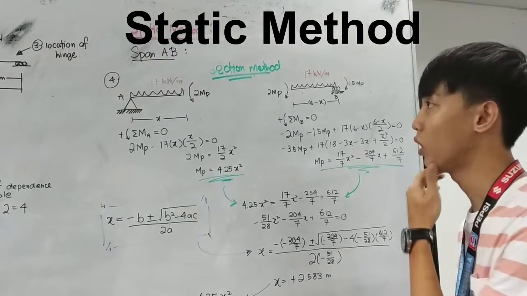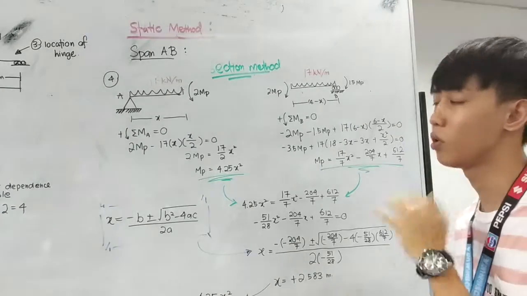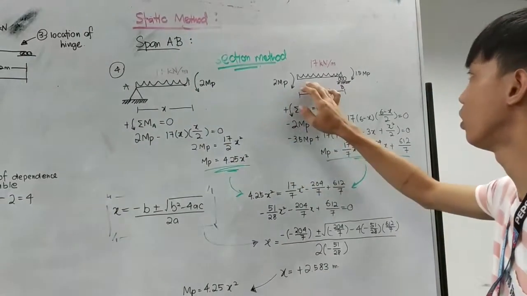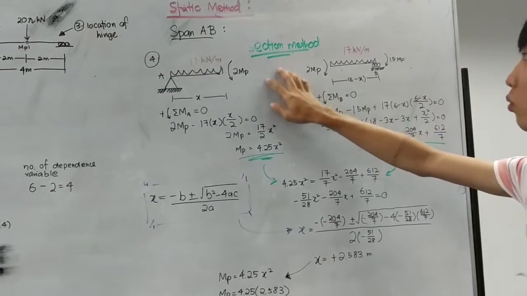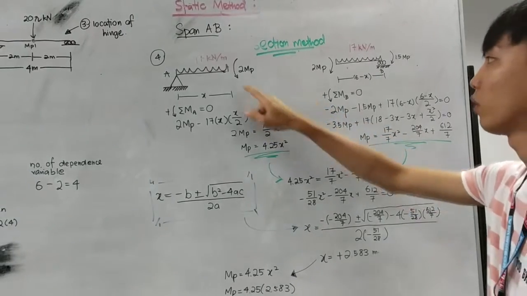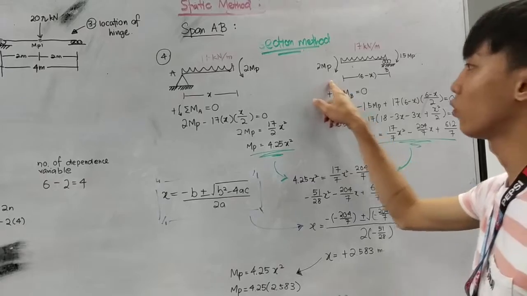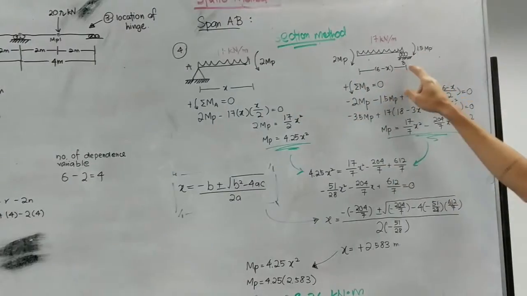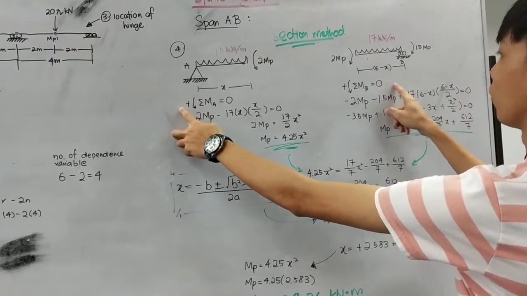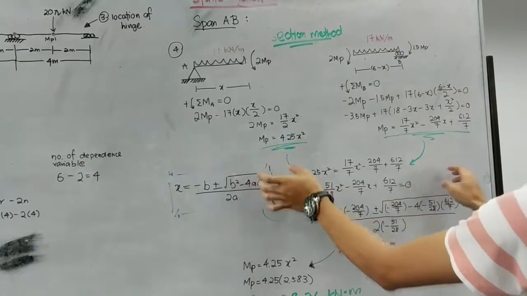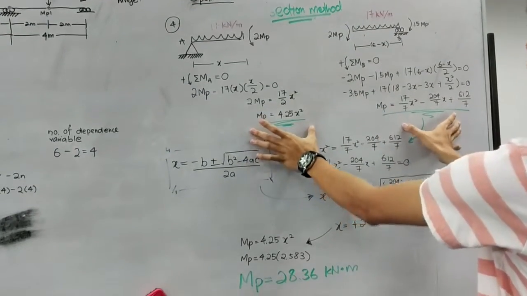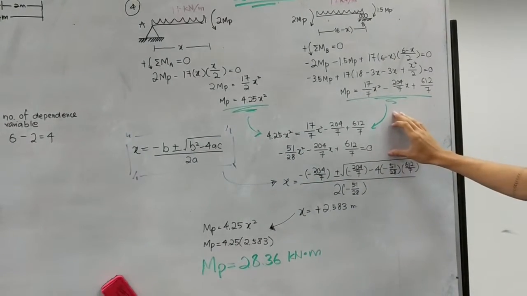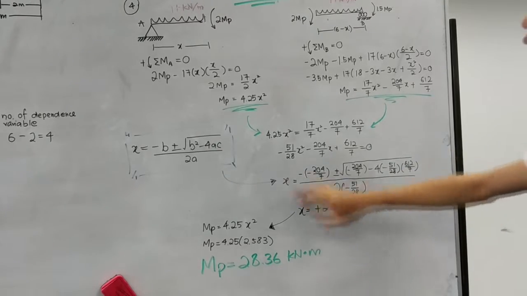For each span, we have to split it into 3 members. So for span AB, because the loading is a UDL, we have to solve it using the section method. By splitting it into 2, you have to solve it using static calculation, whereby the moment at A and the moment at B are equal to 0, which is here. So after solving it, you will gain this equation, then you will equate it here. After solving this, you will find the value of x, which is the unknown that you will get here.